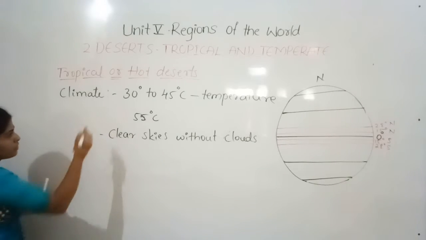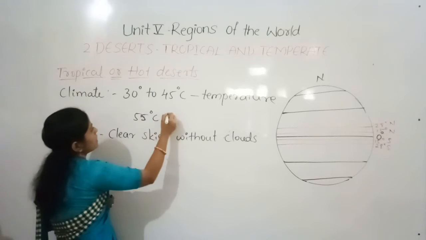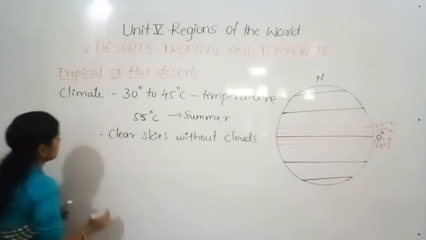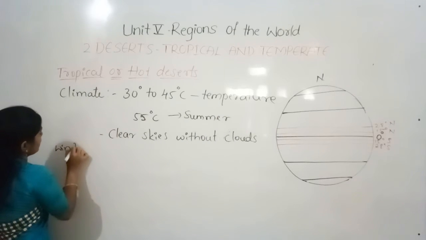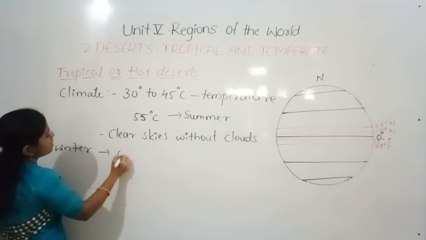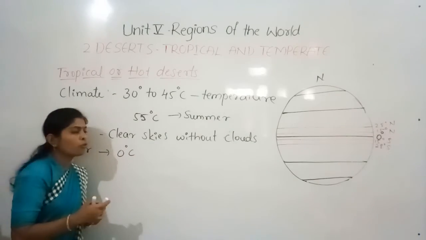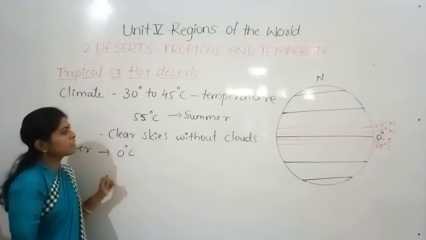And it is during the summer. Yes, this temperature is during the summer. And in the winter, the temperature is as low as 0 degrees Celsius. The 0 degree, it is too cold. Yes, 0 degrees Celsius.